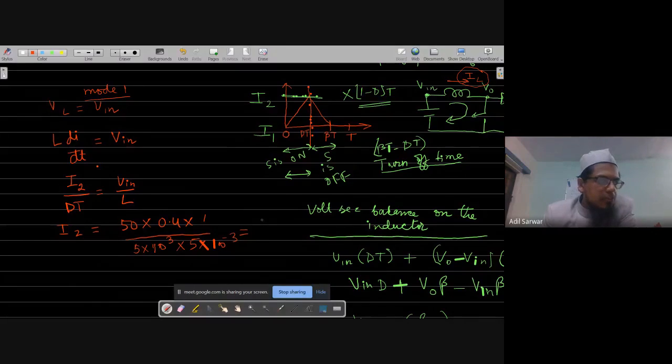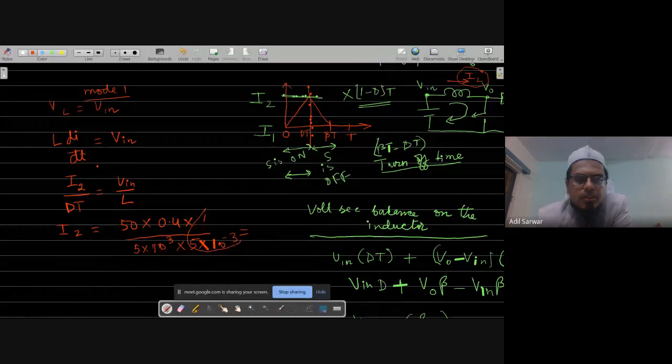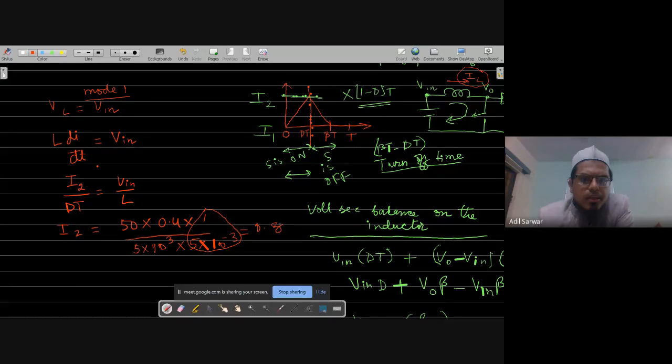Okay, so how much it will be? So let me write it in terms of T only. So let it be T. Okay, so it will be 0.8 times T. Please calculate it. Can you tell me what is this value? How much it is coming. Let me just use calculator.